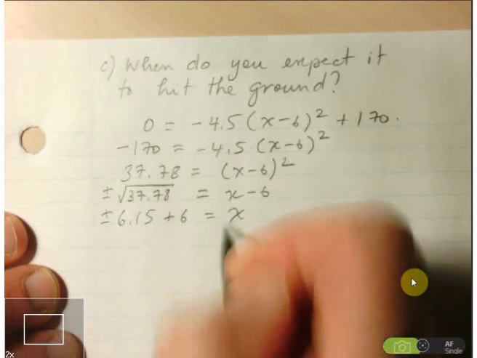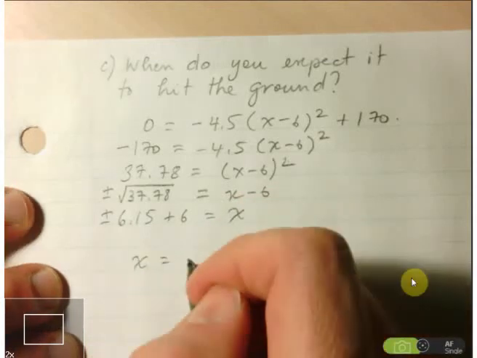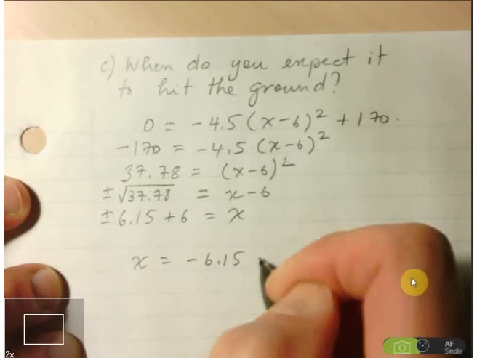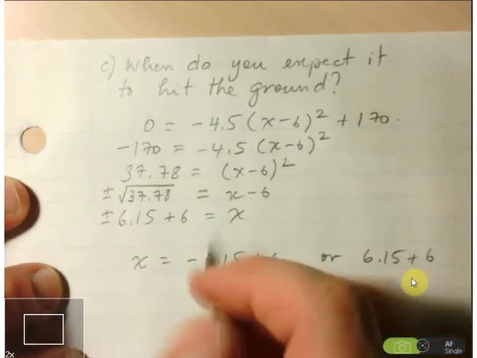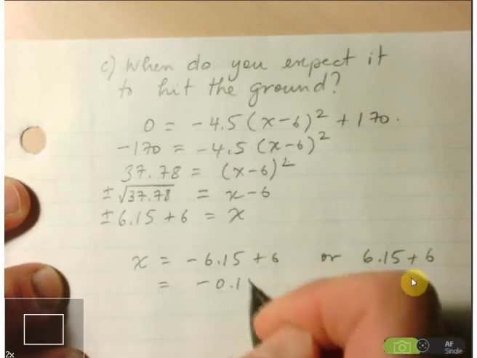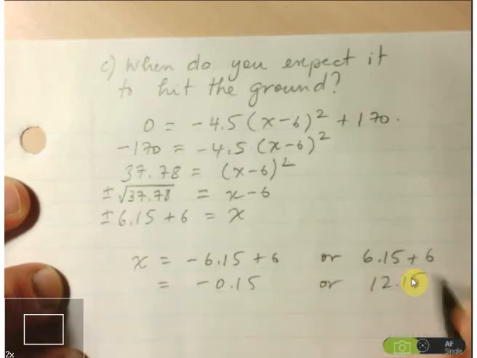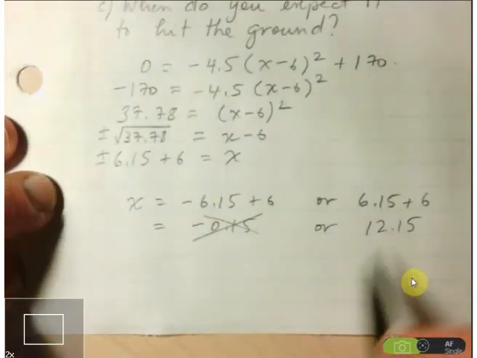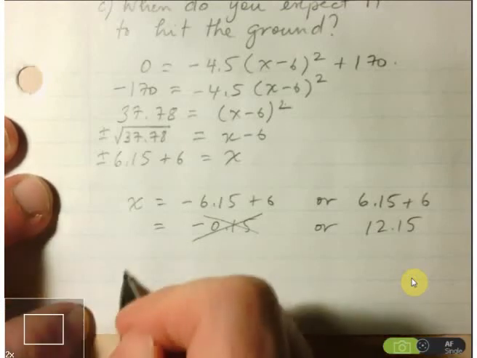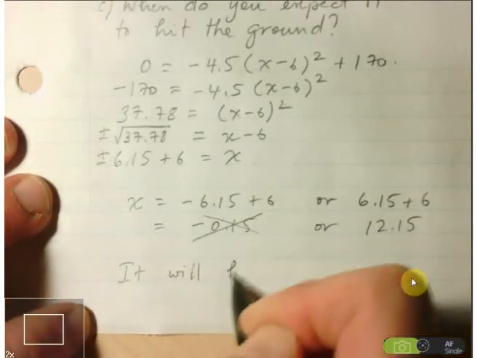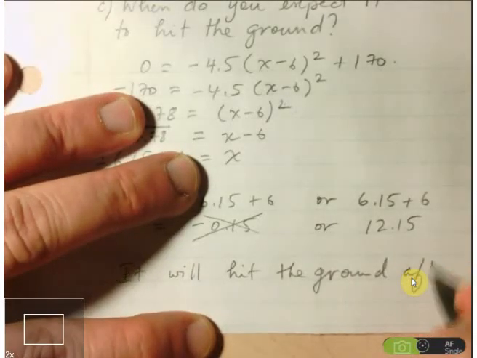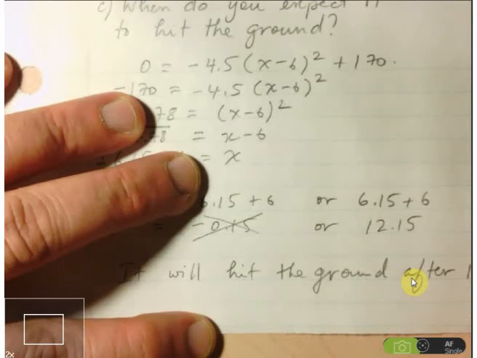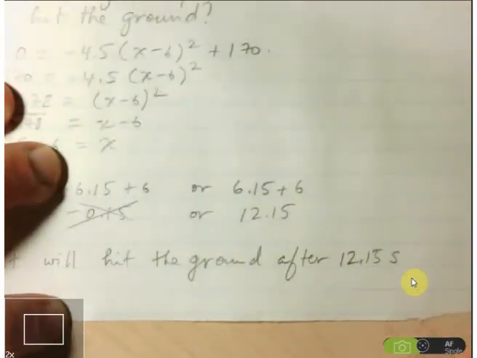Now negative 6 to the other side becomes positive 6. So what this means is that x is either equal to negative 6.15 plus 6 or positive 6.15 plus 6. And so here we have negative 0.15 or 12.15. We discard this answer because it is negative, and so we are keeping 12.15 as our only answer. So it will hit the ground after 12.15 seconds. There's our final answer.